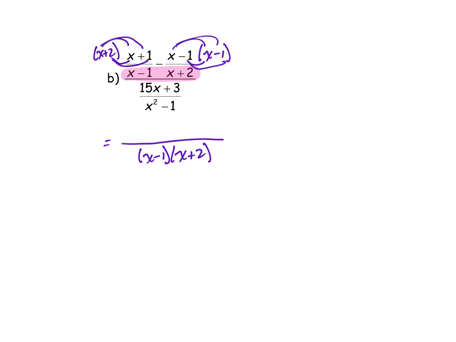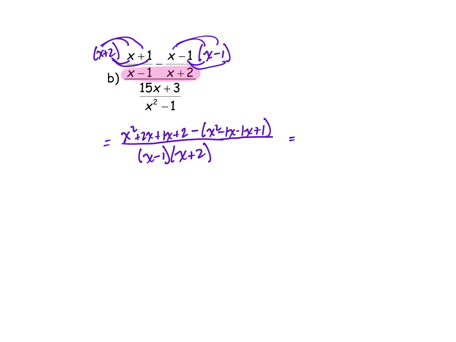Or you can do the box. I don't care how you multiply it out, but I've got to multiply it out. So I've got x squared plus 2x plus 1x plus 2 minus, my line needs to be longer, x squared minus 1x plus 1. There we go. So now I need to simplify that. So on the top, x squared minus x squared is 0.